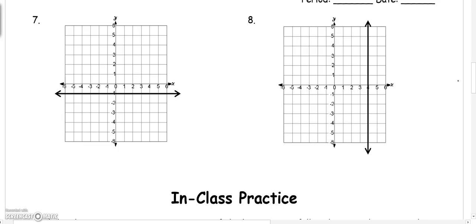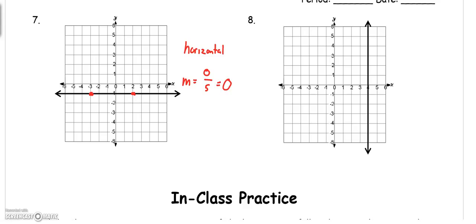Seven and 8 are special cases. If I look at number 7, 7 is a horizontal line. If I pick any 2 points on this, notice that I'm never increasing from one point to the other. They're on the same line. They're at the same level. So my change is 0 for my y. And with my 2 points, I went over 1, 2, 3, 4, 5 to the right. Because there's a 0 on top, remember my slope is 0. All horizontal lines have a slope of 0.